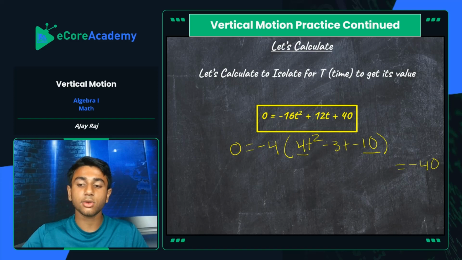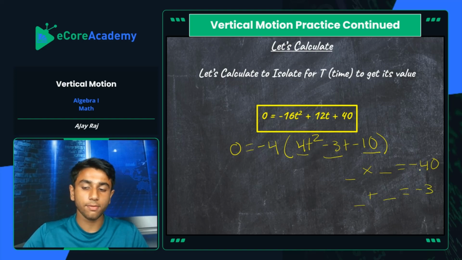So we need to create 2 terms that multiply to negative 40 and also add to the middle term's coefficient, negative 3. So what's going to multiply to negative 40 and add to negative 3? Well, I'm going to save you some quick calculation here. It's going to be negative 8 times 5. That multiplies to negative 40, and negative 8 plus 5 adds to negative 3.